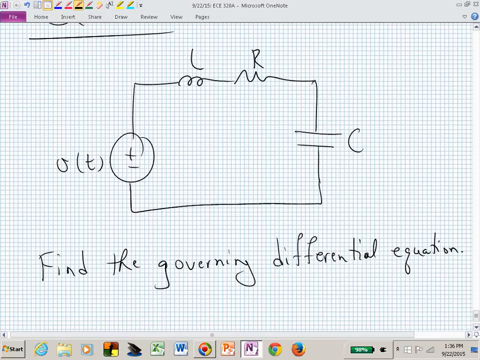Now they are memory storage devices, the inductor and the capacitor, or they're energy storage devices. They store energy. In the magnetic field, it expands and collapses. That's the inductor. The capacitor has an electric field, and it stores energy in that electric field.